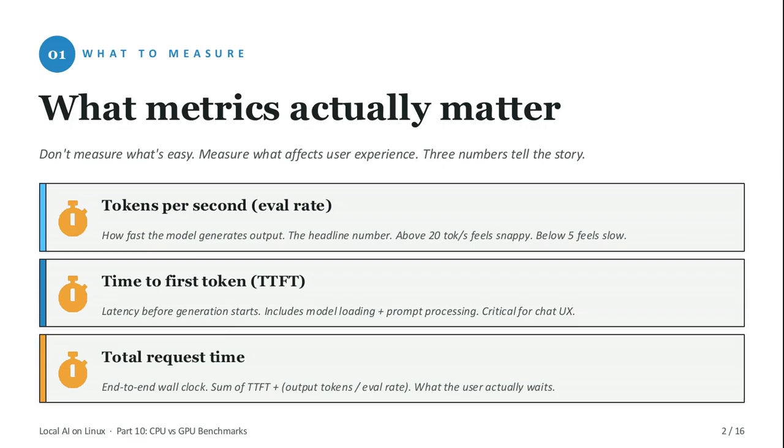Three numbers really matter here. Tokens per second, the eval rate, is your headline. Above 20 feels snappy, below 5 feels painful. Time to first token captures the latency before generation even starts, which is what makes or breaks chat feel. And total request time is the honest one. Wall clock from enter key to final token, the number your user actually waits through.